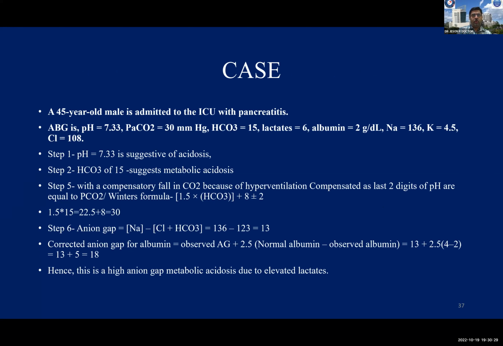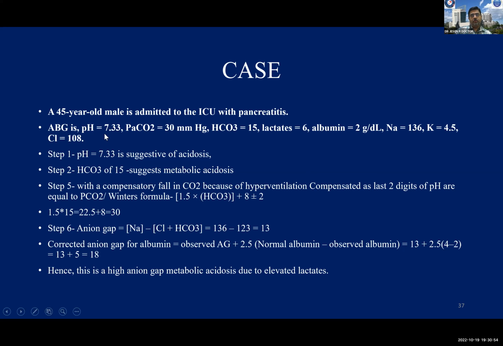You have a 45-year-old male admitted to the ICU with pancreatitis, where the pH is 7.33, PCO2 of 30, bicarb of 15, lactate of 6, albumin of 2, sodium of 136, potassium 4.5, and chloride of 108. We move stepwise. The first step here, the pH. So the pH is 7.33, which is in the acidotic range. It is suggestive of acidosis.